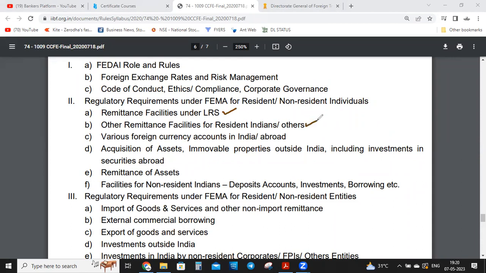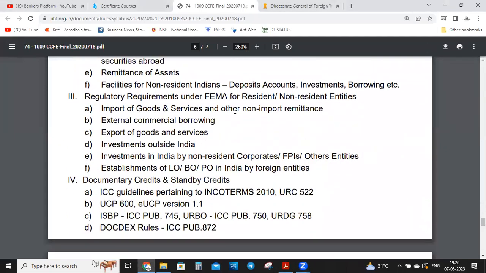Other remittance facilities, other than LRS, like the facilities for investment purposes. So what are the facilities that you have to study? Various foreign currency accounts in India. This we have discussed in our previous video, like NRO account, NRE account, FCNR account, RFC account, SNRR account. So acquisition of assets and related to this, remittance of assets, where they can have deposit accounts, investment, borrowings. So friends, these all things are important for the exam. Other than that, we have import of goods and services and other non-import remittances, external commercial borrowing, and documentary credit, that is LC. So these all topics we have to discuss.